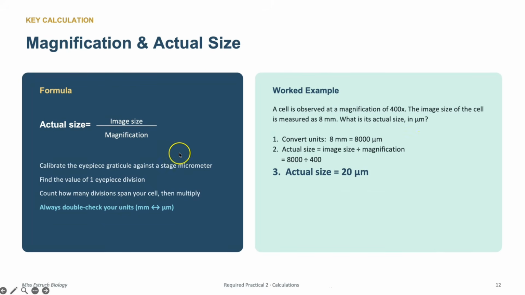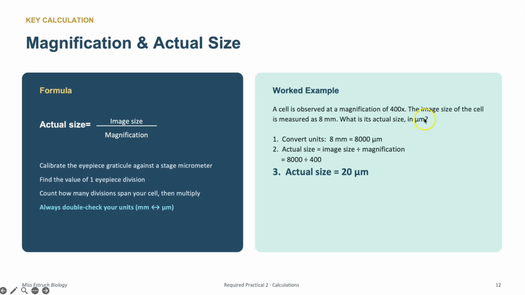So just as a reminder, here is our formula. You're probably going to have to do some unit conversions as well, because measuring your image size is usually in millimeters, but the actual size of organelles is typically in micrometers. So here we've got an example. A cell is observed at 400 times magnification. The image size of the cell is measured as 8 millimeters.